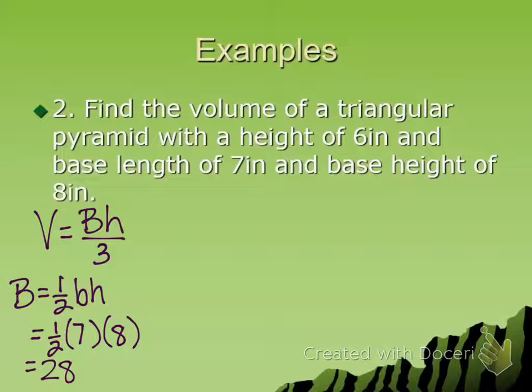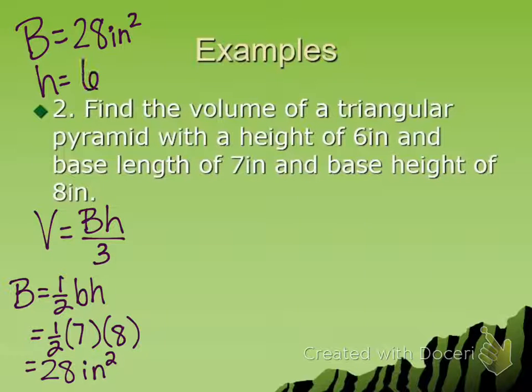And our units for that part? Inches cubed. Careful. Squared. Capital B stands for an area. So our capital B is 28 inches squared. What about our height, or our H, for the whole pyramid? 6 inches.